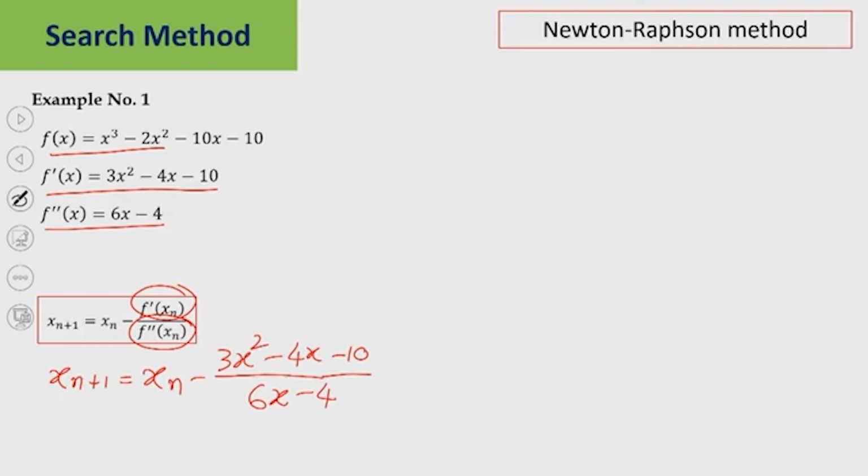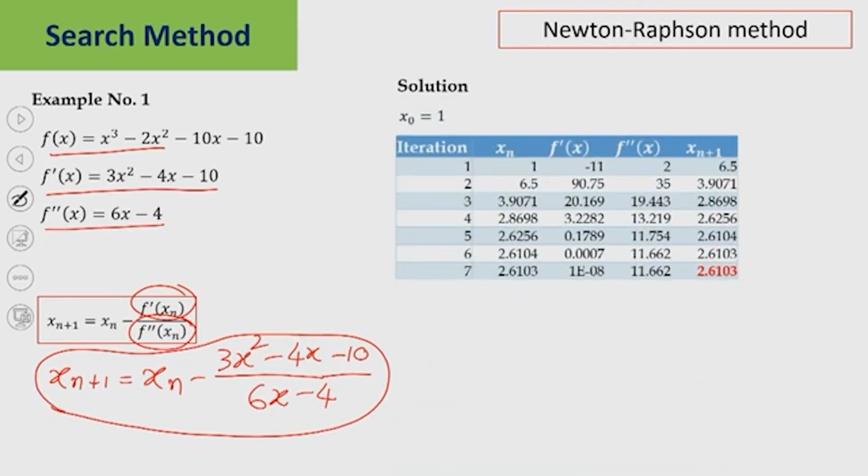So, I can apply this particular equation iteratively for finding the optimal solution of this function. Let us start with x naught equal to 1. In this case we have to start our algorithm from a starting point. Now, this is the first point, and the derivative here is minus 11 and the second derivative is 2, and if I apply this equation, then x n plus 1 I am getting 6.5.